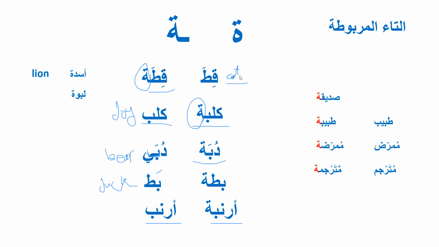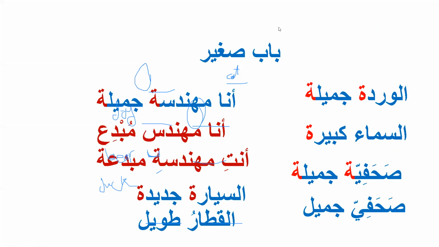Okay. So now we will see some examples. Some of our students wrote these examples. First of all, we said bab, صغير, a small door.